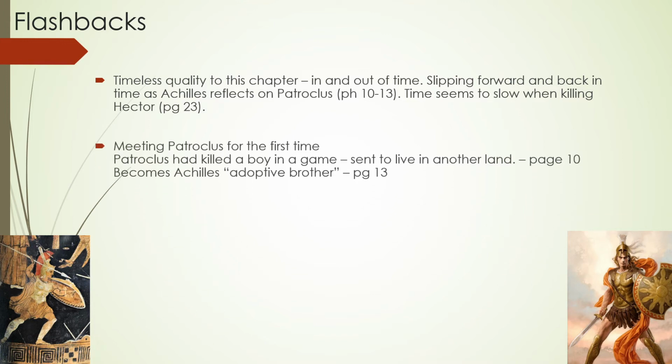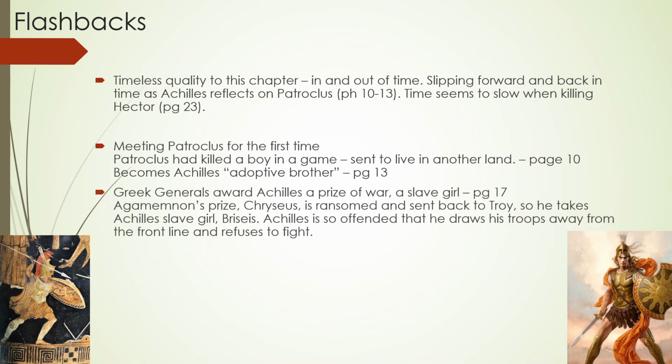So the flashback there of Patroclus meeting for the first time. Patroclus had killed a boy in a game, and so he's sent to live with Achilles, and then he becomes the adopted brother. We've got the flashback also of the Greek generals awarding Achilles a prize of war, the slave girl, Briseis. Agamemnon ends up taking Briseis because his own prize, Chryseis, is ransomed and sent back to Troy.